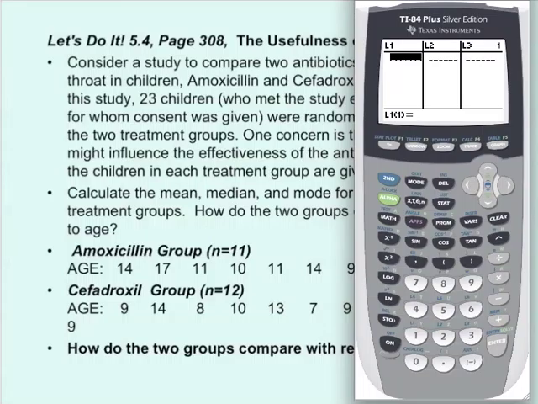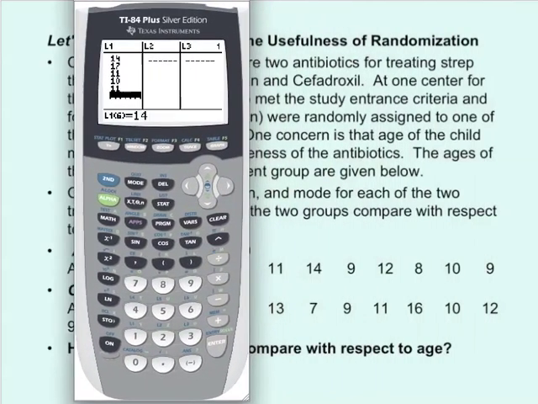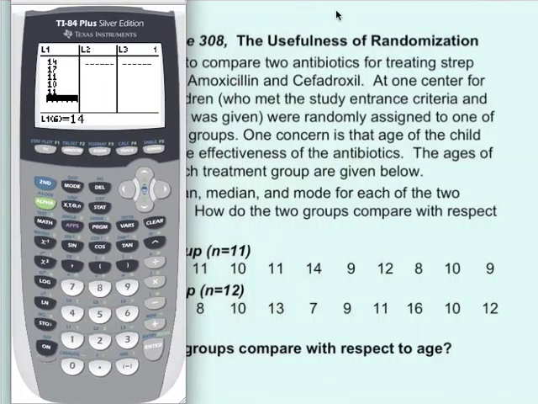There we go. So let's see, L1 is going to be the amoxicillin group, so we've got 14, 17, 11, 10, 11, 14, and I'll slide on back over here so I can see after number 14 there. Then we got what? 9, 12, 8, 10, and 9. Okay, good.